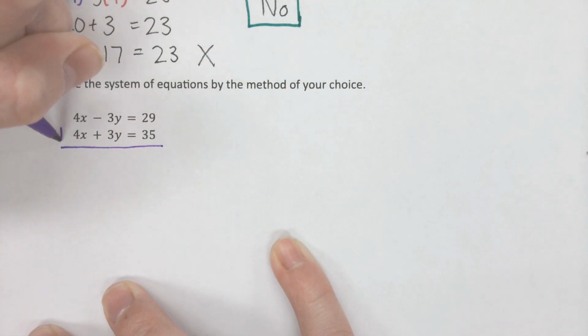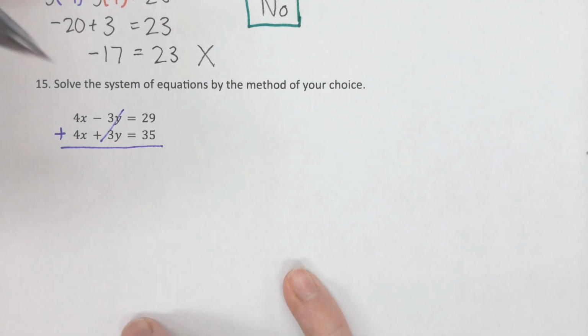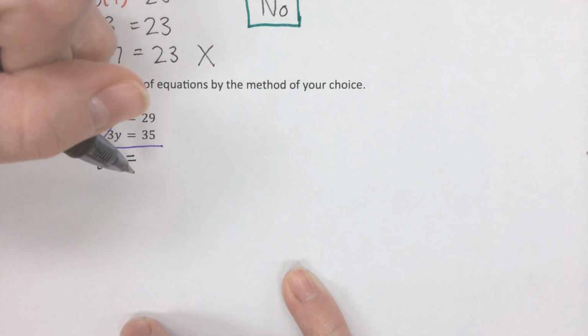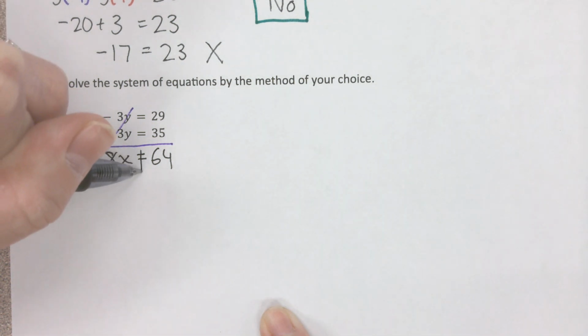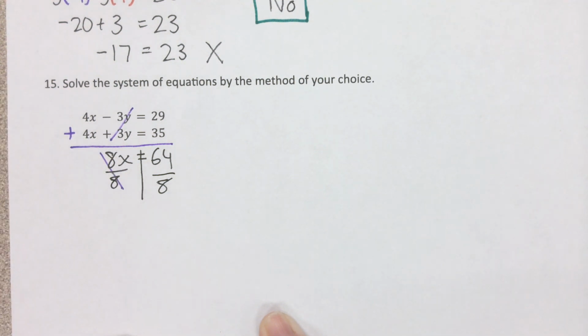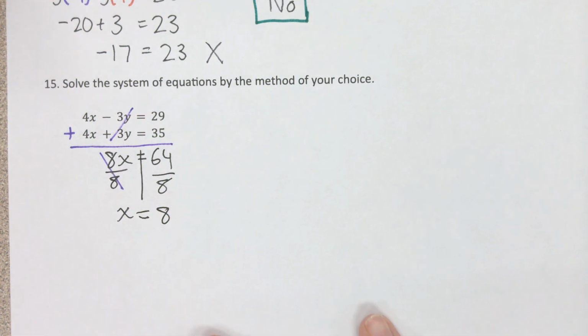Reminder, we add down. The y's are going to cancel. It was already set up that way, so we knew that was going to happen. 4x and 4x is 8x. And then 29 and 35, that's 64. And then to finish solving, we just need to get rid of the 8 on the x, so we'll divide by 8 on both sides. 8's cancel. X is 8. There's half of our answer.